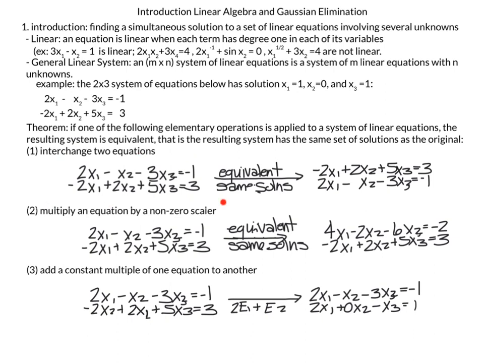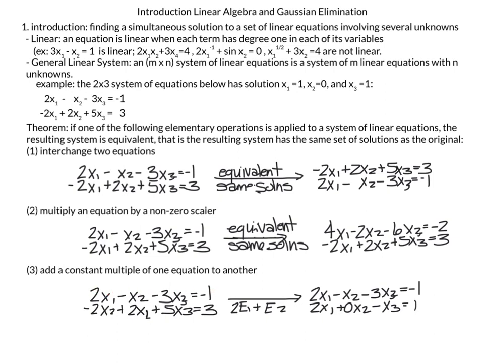Multiply an equation by a non-zero scalar. So I can multiply, for example, this top equation by 2, and I would get 4x1 minus 2x2 minus 6x3 is equal to -2. Since this equation is equivalent to this equation, then we assume that the two systems of equations will also have the same solutions.